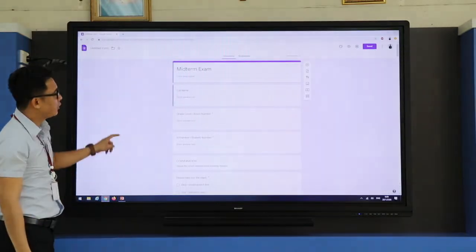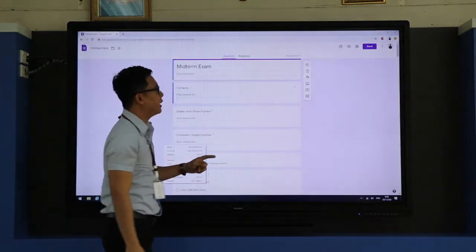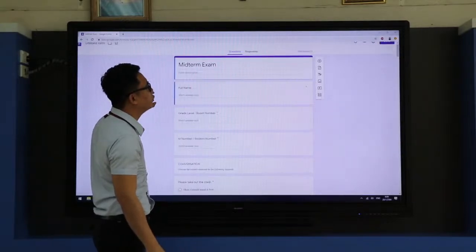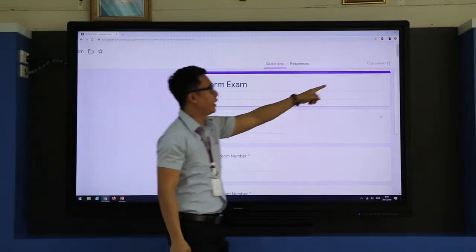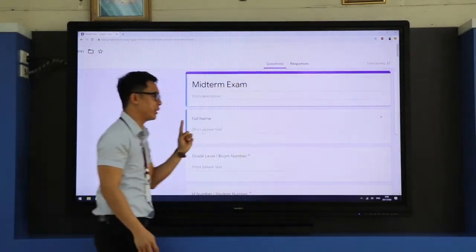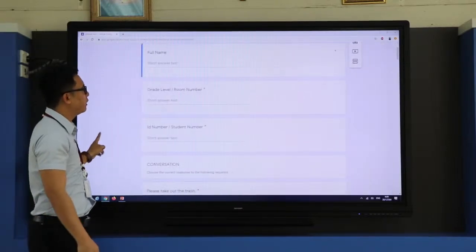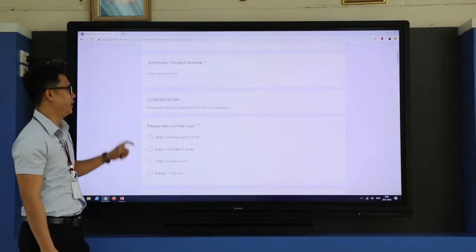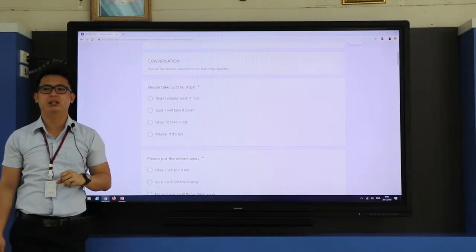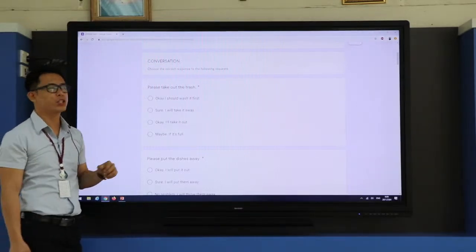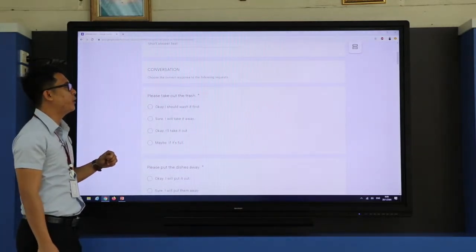So here, you can see this one. As you can see here, we have total 32 points, 32 items. Don't forget to write your name, your grade level, and your room number, student number. The first part is conversation. Now, what are we going to do with this conversation part? Choose the correct response to the following request.